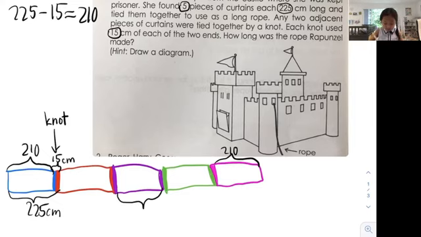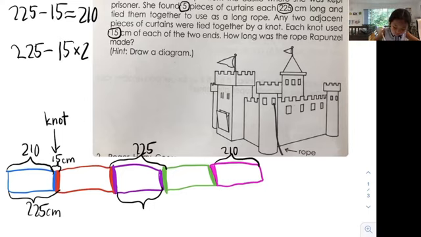Why? Because they have two knots tied to them, and the knot is the same, and they're not any longer. They're just still 225. All this stuff here, very long, is 225. Well, then this is still 15. The knot's still 15. But wait, there are two knots, so there are two 15s, and 225 minus 15 times 2, which is equal to, 15 times 2 is 30.